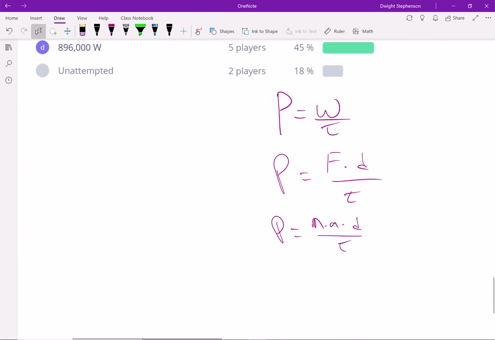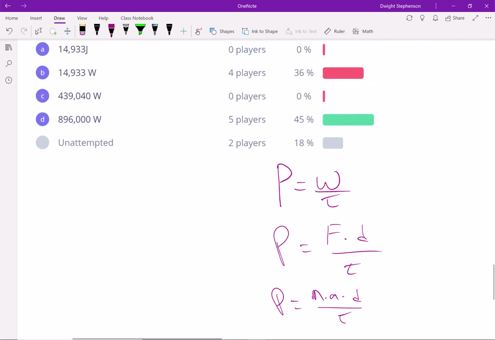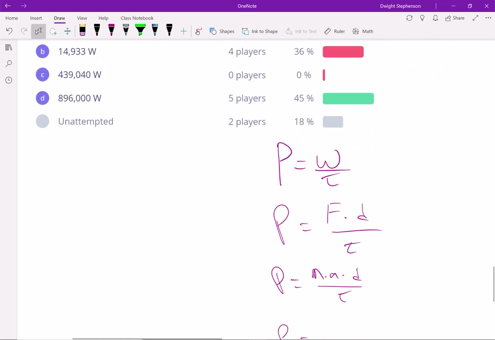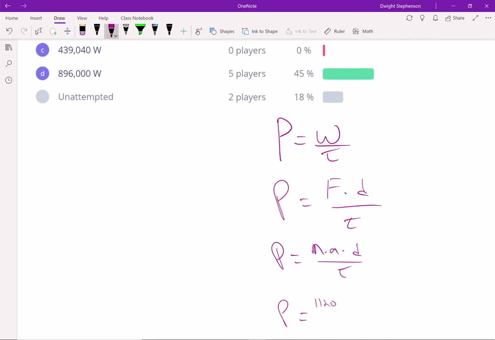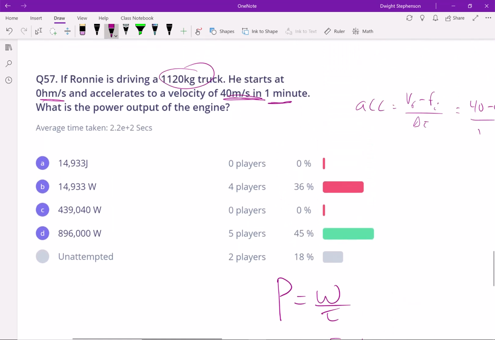Yeah, so we could try to put that in here, and we would get power is the mass, 1120 kilograms. The acceleration is 40 meters per second squared. The displacement we don't know yet, and the time is 1 second. Right? So the problem with this is we have two unknowns. We have a displacement and a power that are unknown.